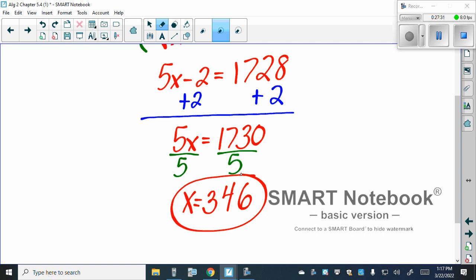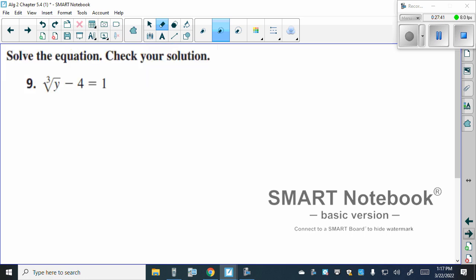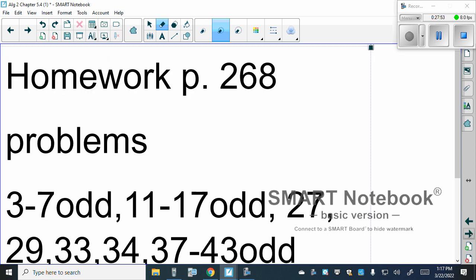Any questions on this here? Now, none of the rest of these that we have here are any different than what we did at the beginning, but these here, we're just using cubed roots instead of square roots. So instead of squaring both sides, we are cubing. And that's it.